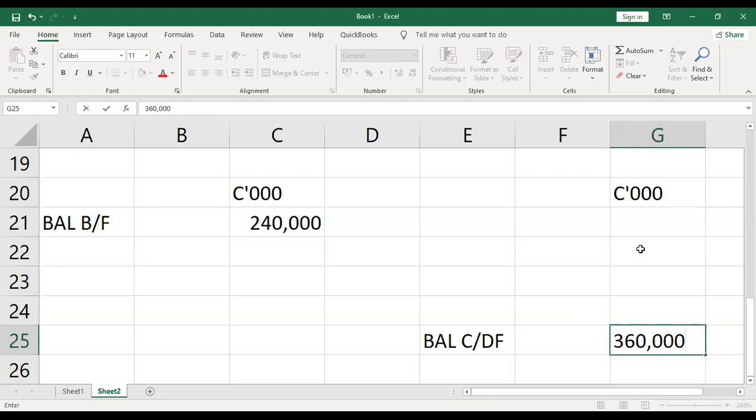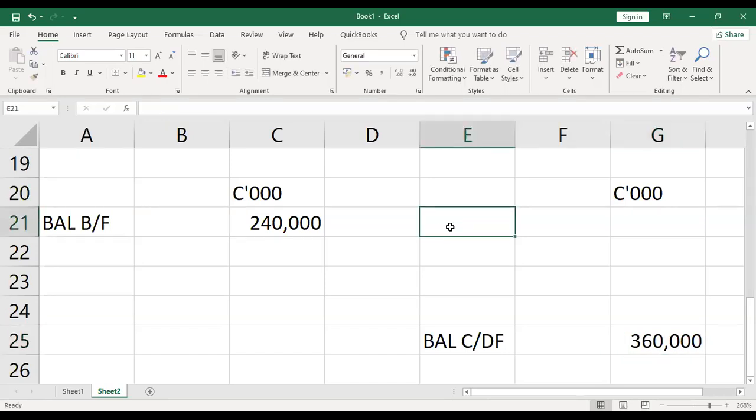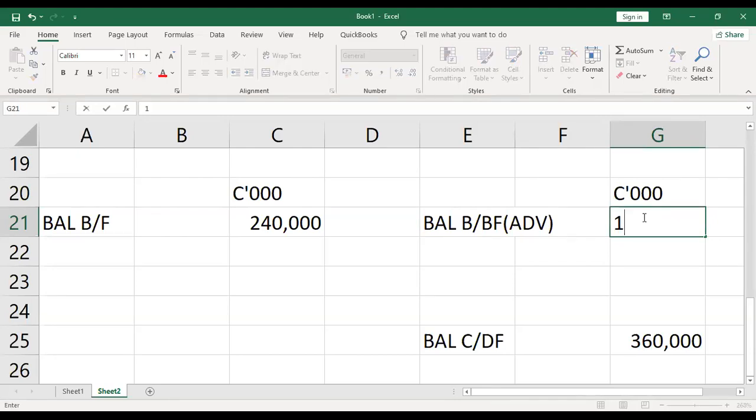Okay. Then we also have subscription in advance. For 2014 is 150, for 2015 is 210. So subscription in advance is a liability, okay, because it has not yet been enjoyed. So the balance brought forward for liability is recorded on the credit side. So the balance brought forward, let me put in brackets advance. That's subscription in advance. Is 150,000.